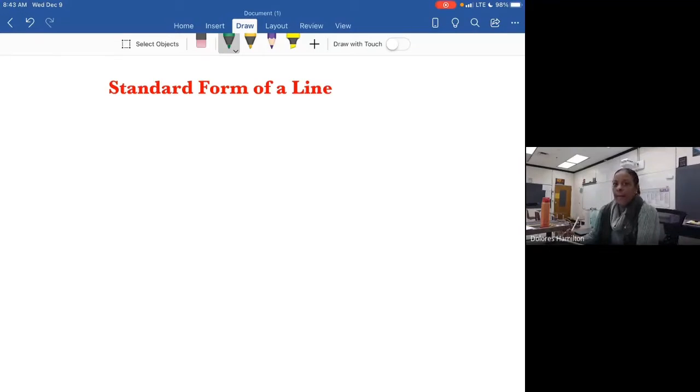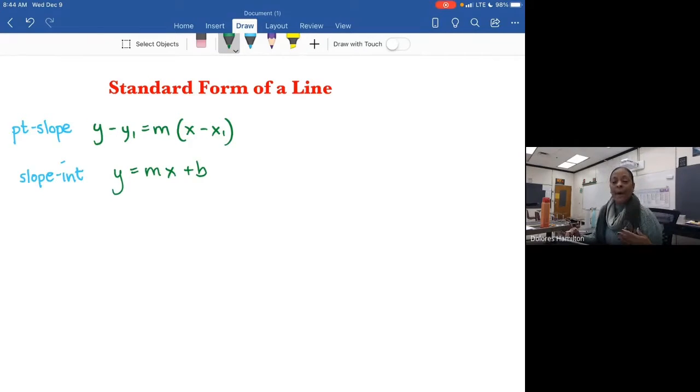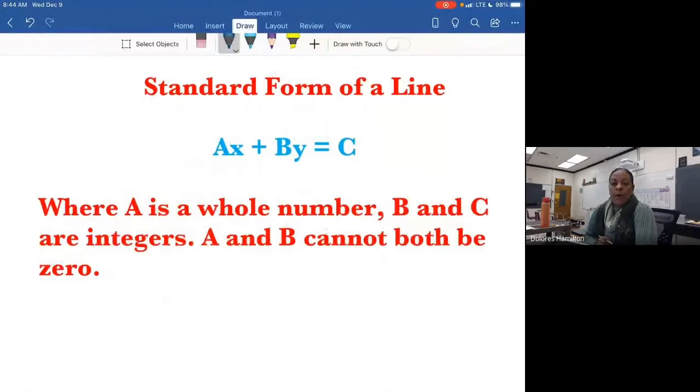Here's a nice recap. We have covered the following equations. The first was our point slope, and the second was our slope intercept. So we are now bringing back our standard form of a line. So what we'll do today is define it and then work with various examples of how to put various types of linear equations into standard form. So we'll start with our definition.